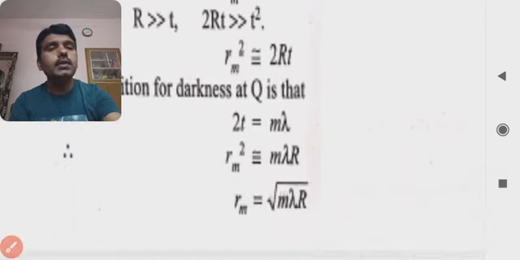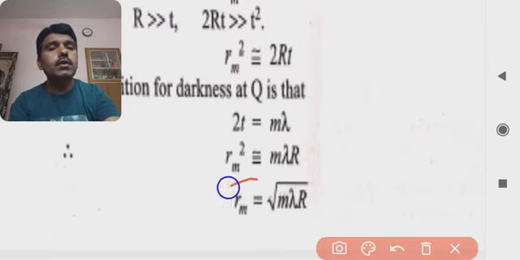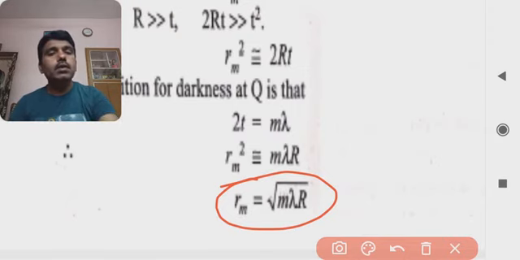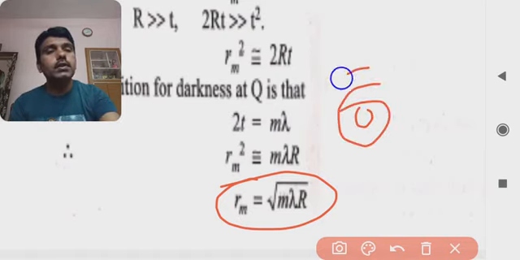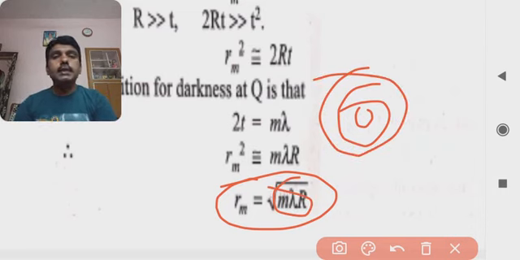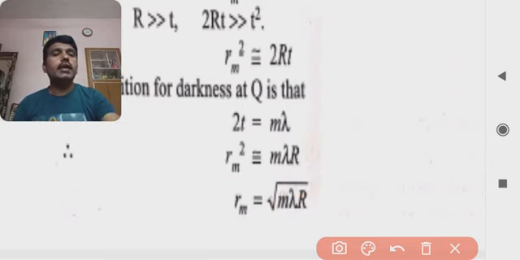for the ring, and that is given by r_m equal to, since r_m square is m lambda R, r_m is nothing but the square root of m lambda R. So for an integral multiple m, we can calculate the radius of each dark fringe, and from that we can also calculate lambda, exactly what the wavelength of that incident light is. It can also be calculated using this Newton's ring experiment.